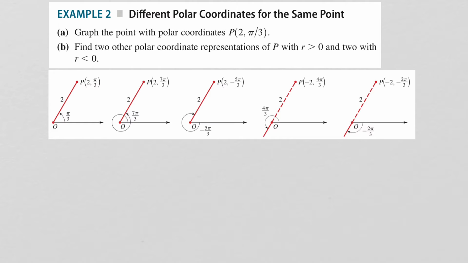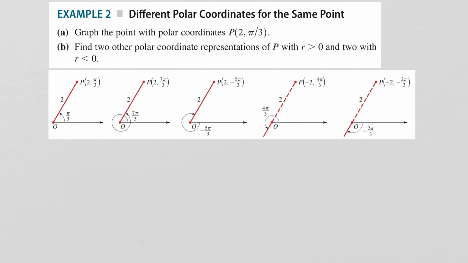Polar coordinates are not unique for a given point. So this example shows you how you can have different polar coordinates for the same point. So first, we'll just graph the point with polar coordinates 2, pi over 3, and then we'll find some other representations of that same point. So if you just look at all these graphs, notice that the point in all these graphs is in the same location, but all the coordinates are different.